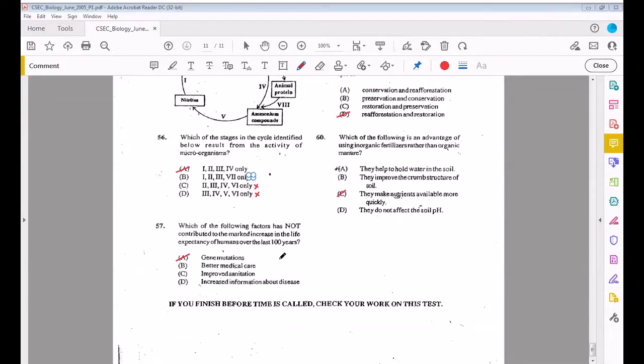57. Which of the following factors has not contributed to the marked increase in the life expectancy of humans over the last 100 years? The answer would be A, gene mutations. So it has not contributed over the last 100 years. Over the last 100 years, we've had better medical care, improved sanitation, and also increased information about diseases. So if we have increased information about diseases, then we know what not to do or what to look out for.